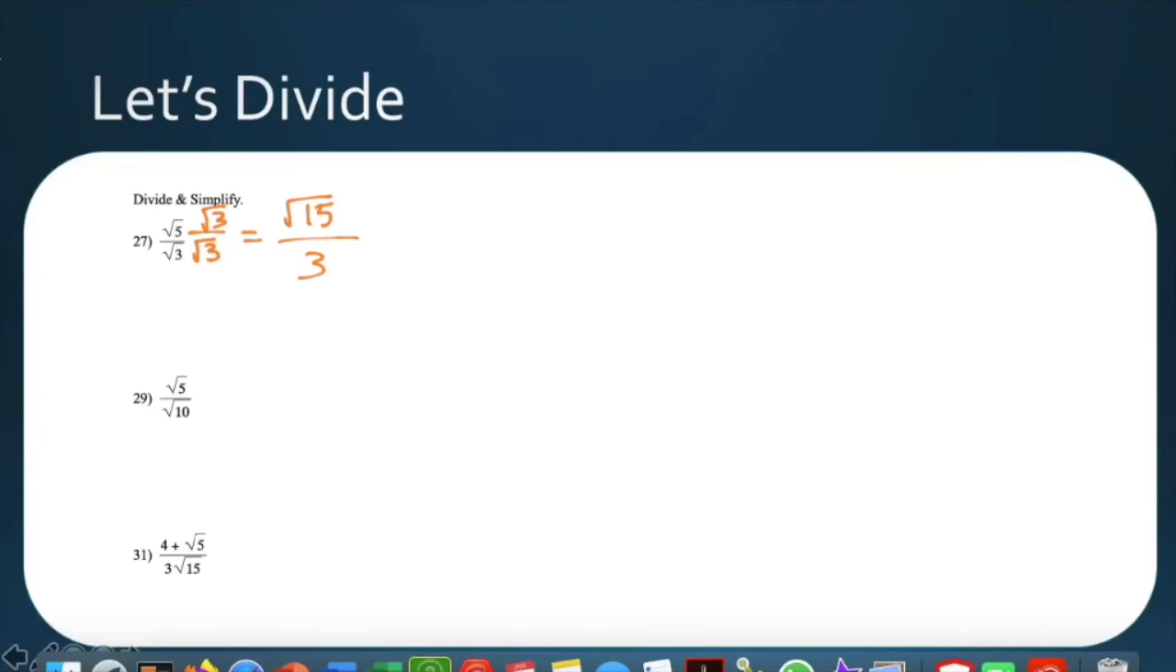What am I going to multiply by in number 29 to get that radical off the denominator? Are we done? We're done. Ta-da! Well, it's not going to be, because the others we're going to have to simplify.